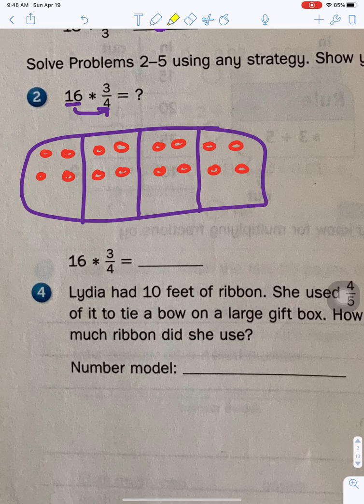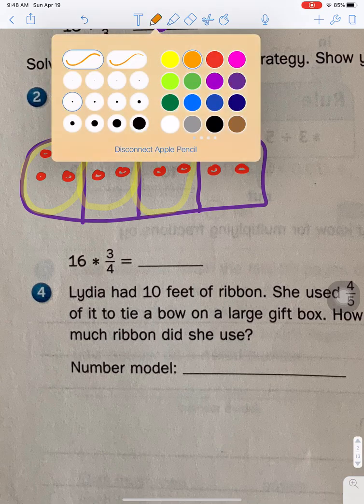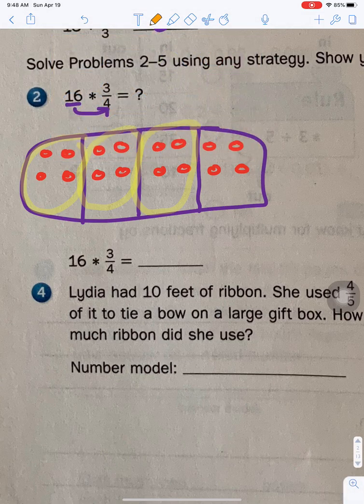So 3/4 would be 1/4, 2/4, 3/4. And so if I'm counting my little dots on the inside, I have 1, 2, 3, 4, 5, 6, 7, 8, 9, 10, 11, 12. And so for this answer, 3/4 of 16 is 12.